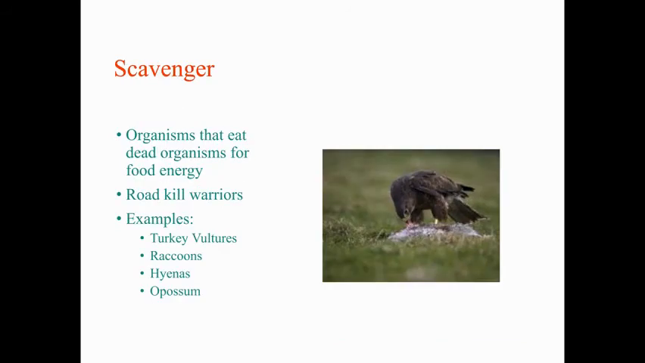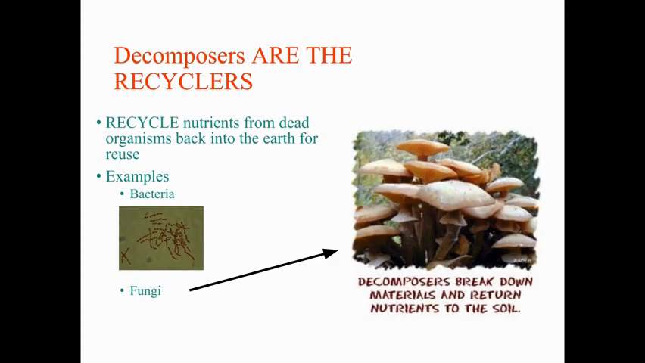Scavengers are organisms that eat dead organisms for food energy. So this is different than decomposers because they're not breaking them down, but rather consuming them. I call them my roadkill warriors because they're commonly found along the roadside eating dead organisms. This would include turkey vultures, raccoons, hyenas, and possum.